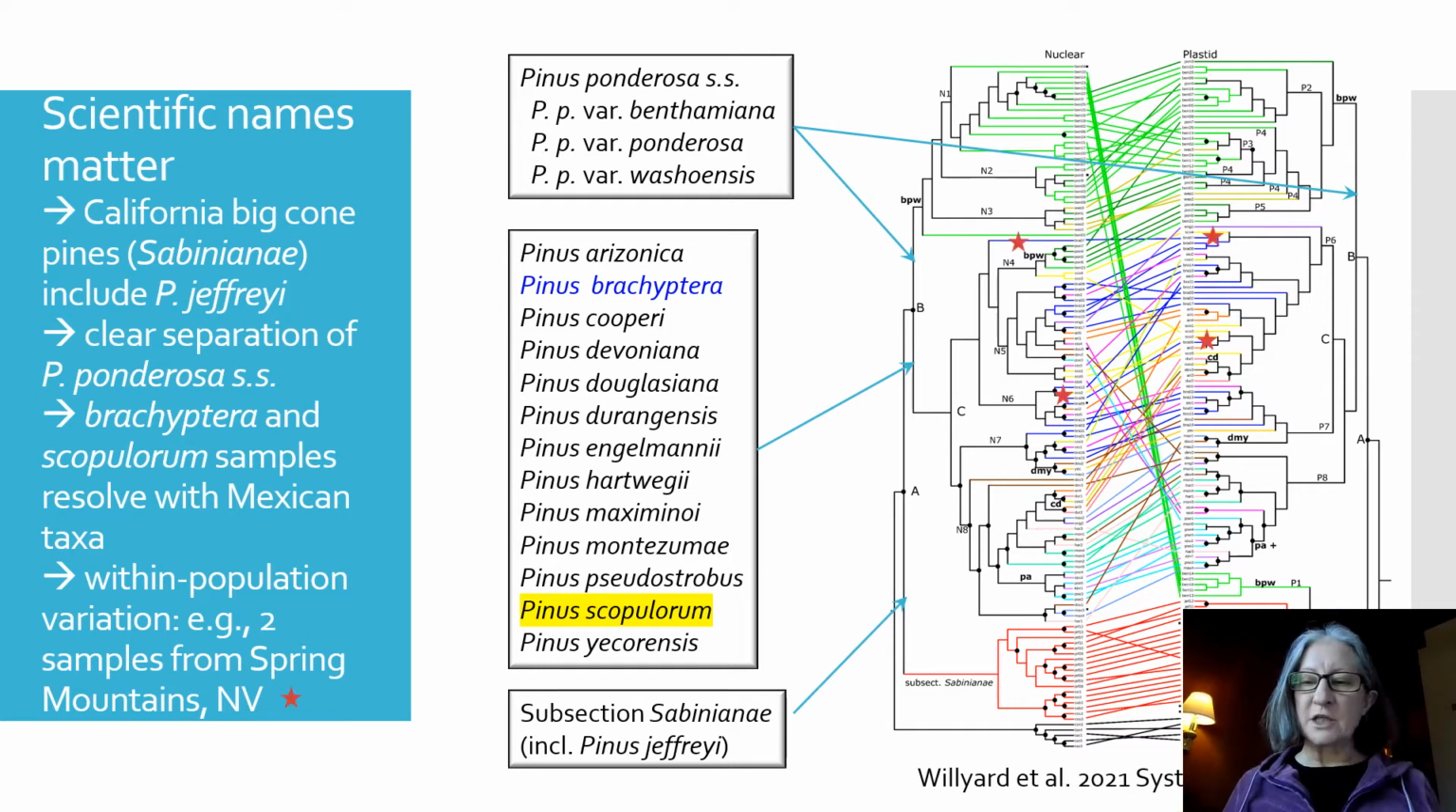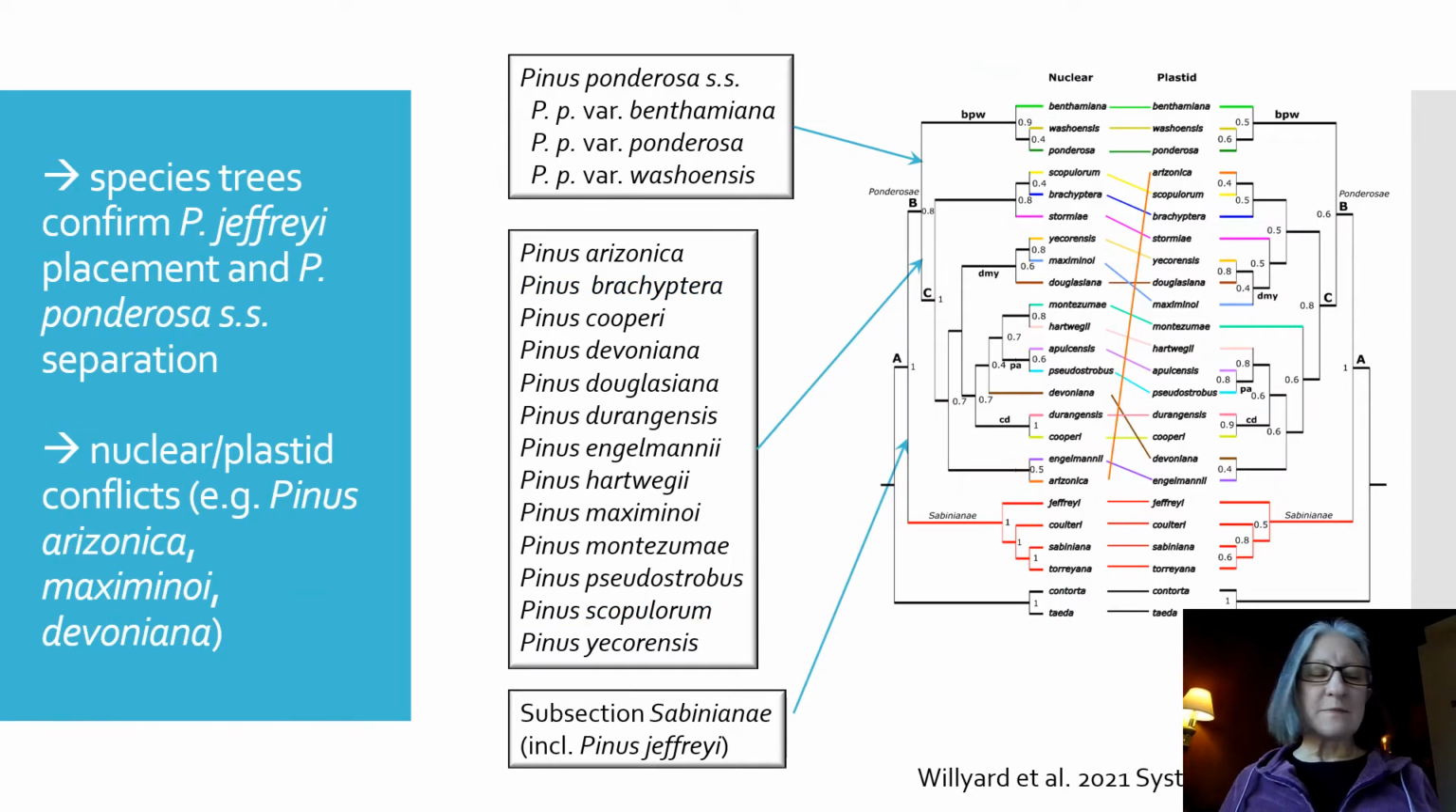The other thing I'll tell you is that we had limited within population sampling, but where we did, for example, where those red stars are two individuals from an isolated stand in the Spring Mountains of southern Nevada, they resolve in different clades. So this species tree makes it easier to see the resolution of Jeffrey pine is with the Coulter pine, gray pine, and Torrey pine clearly.